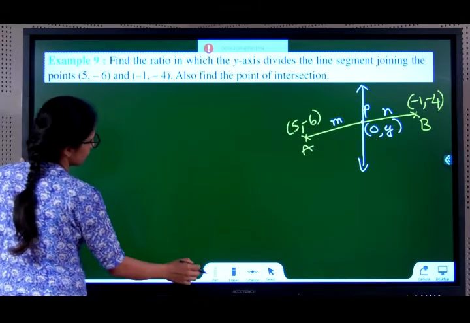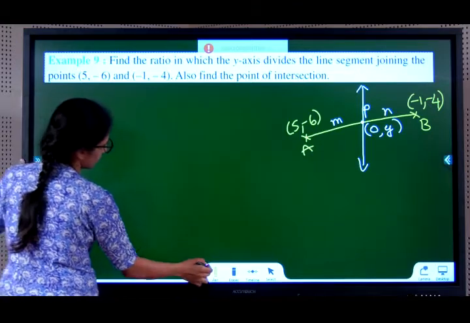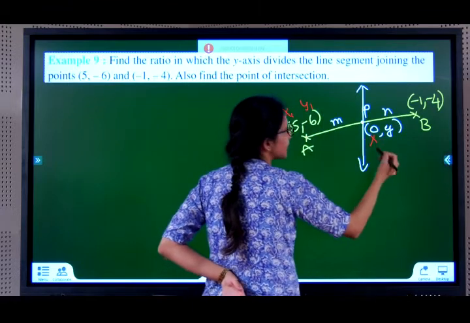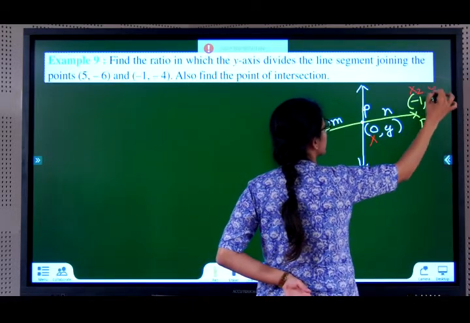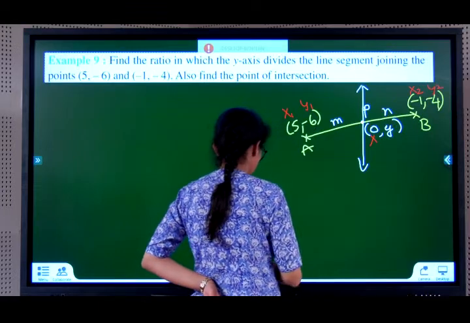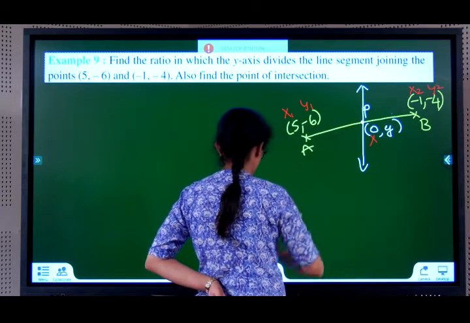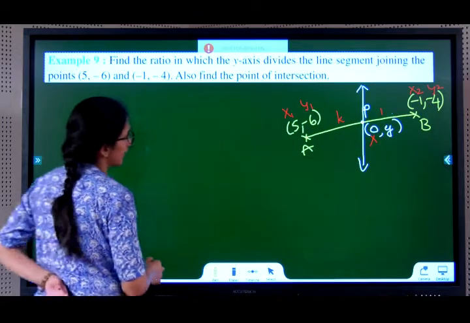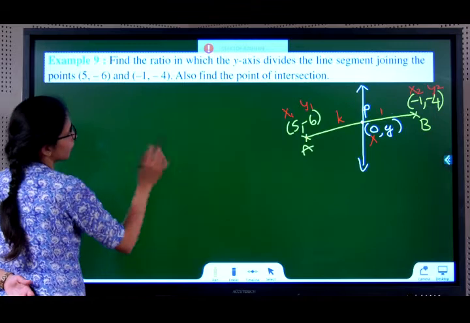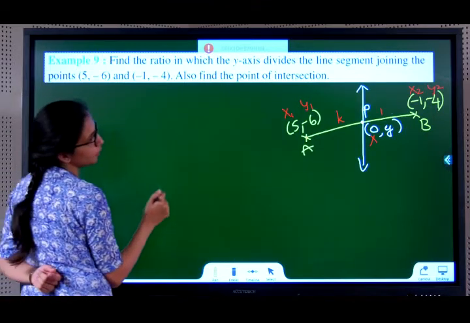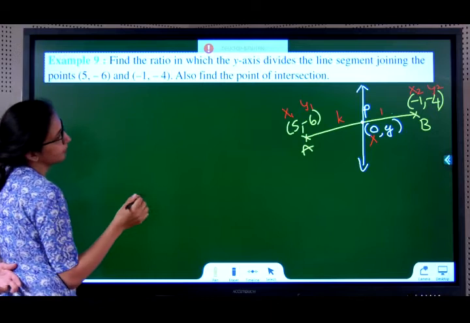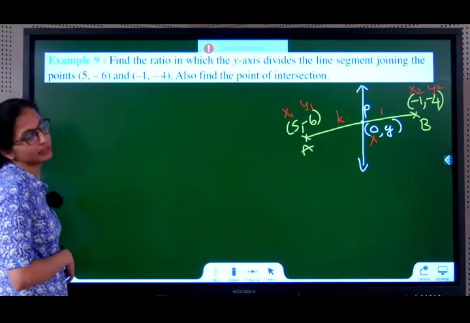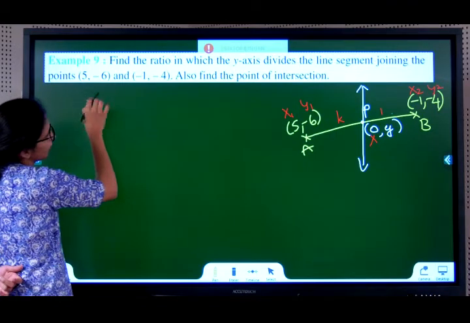In this question, we know that x1 y1 is here, x is 0, x2 y2 is here. I want m is to n. I will be following the k is to 1 method. So let the point divide this in the ratio of k is to 1. Now let's see, if we find the value of k, then we get the proportion m is to n. So you will first write the statement: let P divide the line segment in the ratio k is to 1 as shown in the figure.